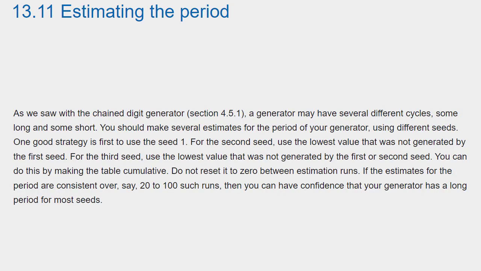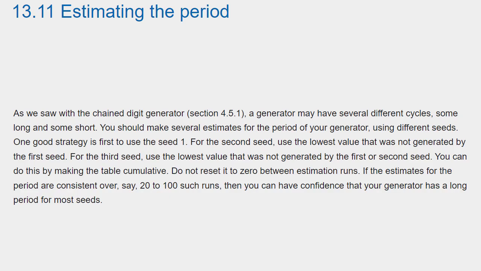As we saw with the chained digit generator, section 4.5.1, a generator may have several different cycles, some long and some short. You should make several estimates for the period of your generator using different seeds. One good strategy is first to use seed 1. For the second seed, use the lowest value that was not generated by the first seed. For the third seed, use the lowest value that was not generated by the first or second seed. You can do this by making the table cumulative. Do not reset it to 0 between estimation runs.